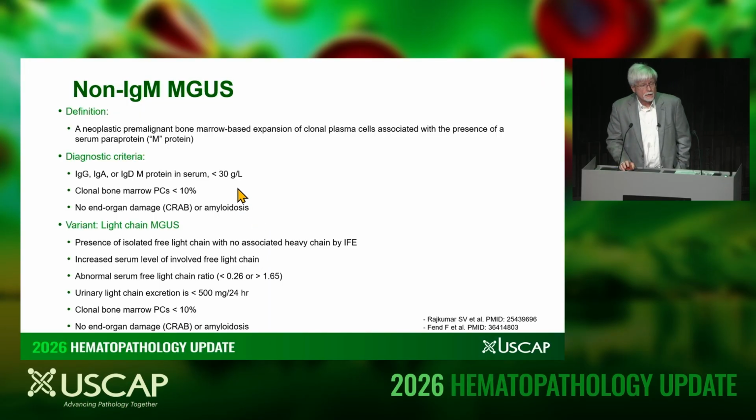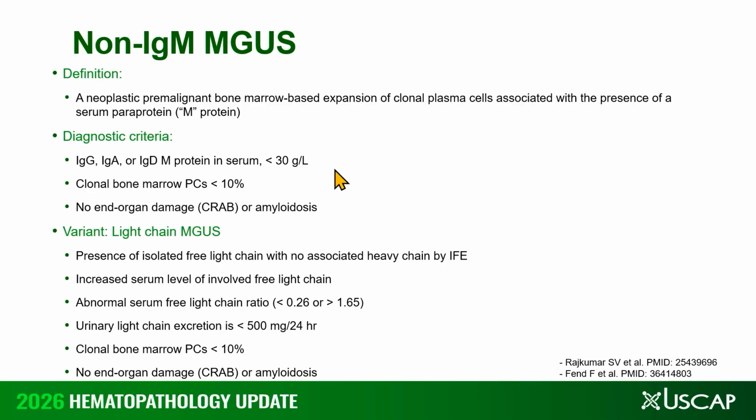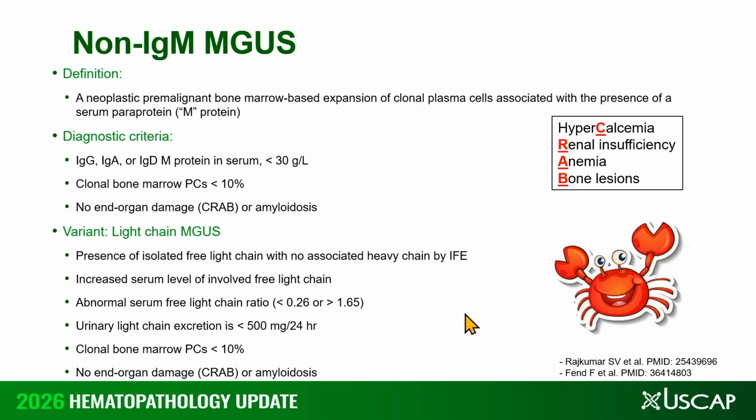So the definition of MGUS is that this is in fact a neoplastic pre-malignant bone marrow expansion of clonal plasma cells that by definition is in fact associated with a serum paraprotein. The diagnostic criteria are indicated here, and essentially you need low levels of a paraprotein of IgG, IgA, or IgD type. There should be a low burden of clonal plasma cells in the bone marrow. And importantly, there should be no evidence of any CRAB.